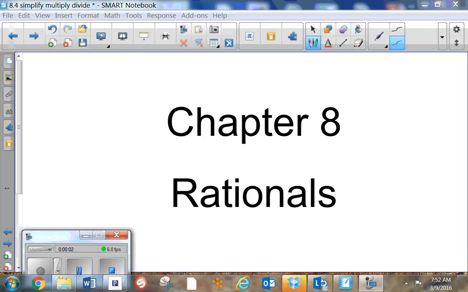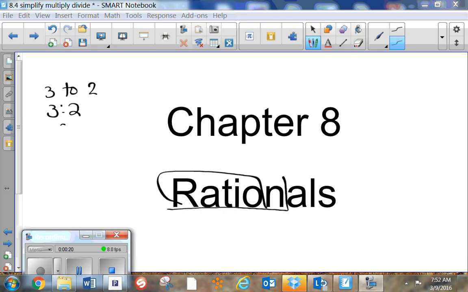Here we go. Chapter 8. We've said that the root word in rationals is ratio. And when you talk about a ratio, you talk about girls to boys would be 3 to 2, or whatever. And remember, ratios you can write like that, or like this, or like this. You've written them since probably grade 3. And so this is the form that we think of when we think of rationals.